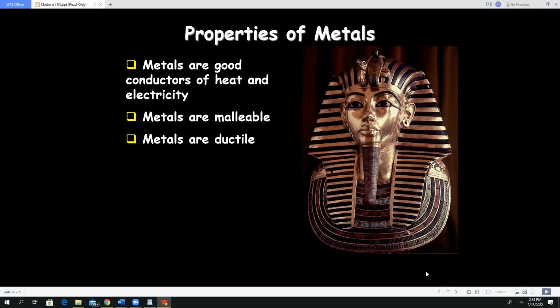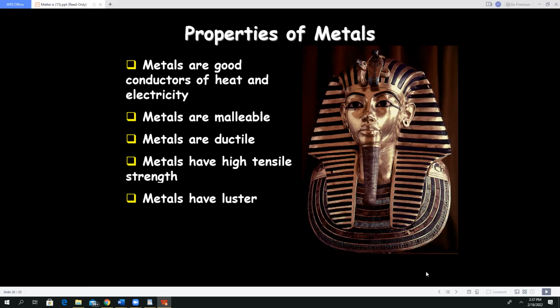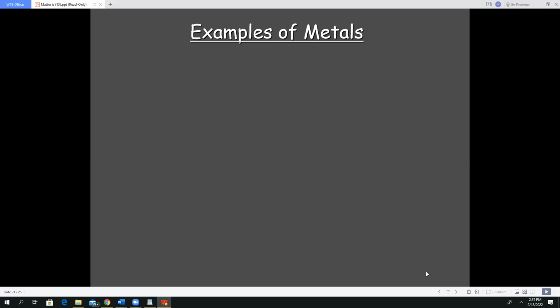And very expensive audio components have gold wires, right? And silver wires, because they conduct so much better. They also have high tensile strength. What does that mean? It means it's hard to break. Have you ever tried breaking metal? It's not easy, is it? And they also have luster, which means shine. And those are your properties.